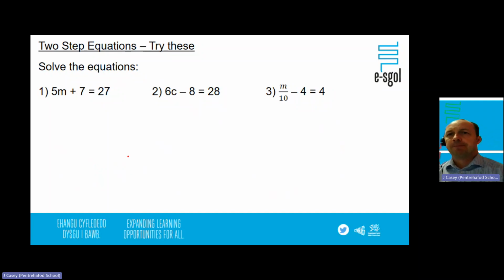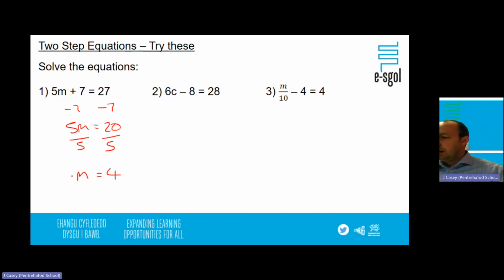Okay, so let's have a quick look. So you should have had a go at those 3. I might do these a little bit quicker because you should have your answers on paper. So I'm going to take away 7, and that gives me 5m equals 20. And then I'm going to divide by 5. The value of m is equal to 4. So I still did my 2 steps. I still did my subtraction first, and then my dividing.